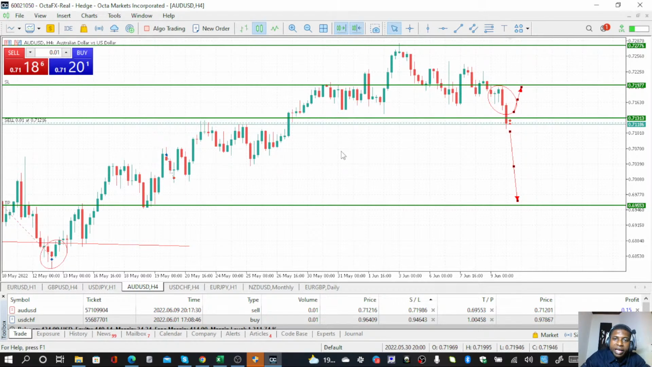So we have been able to execute a sell order on the 4 hours time frame of the Australian dollar paired with the US dollar, and our stop loss and our take profit have been set. All right, good. So let's take on another pair.